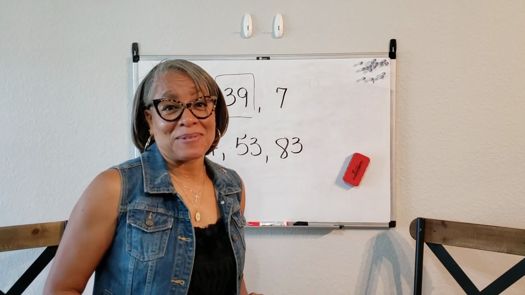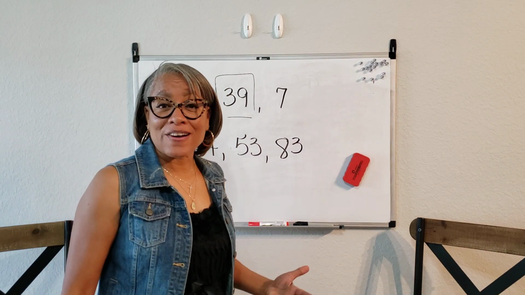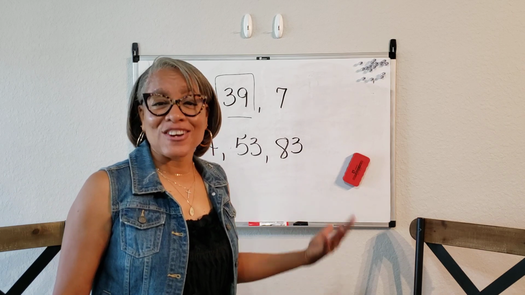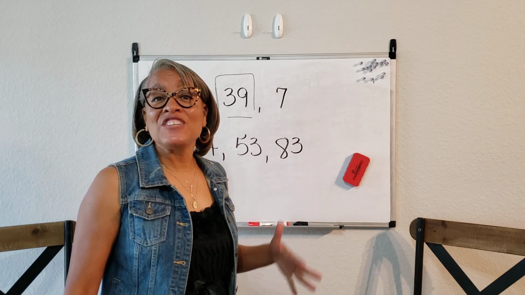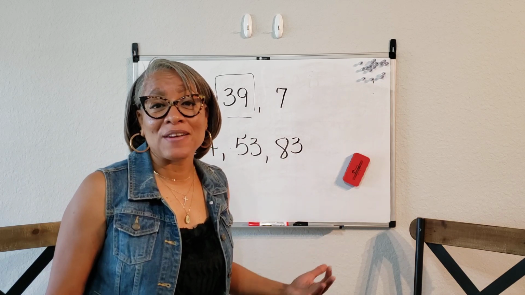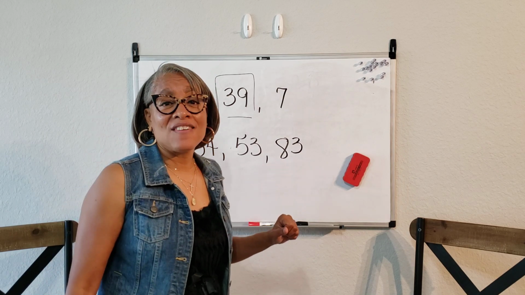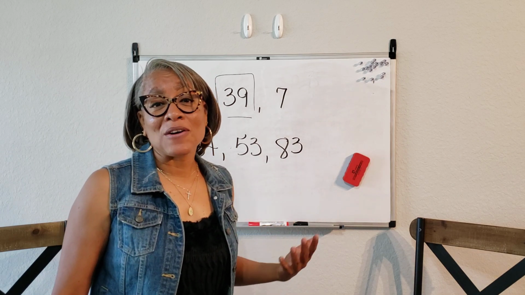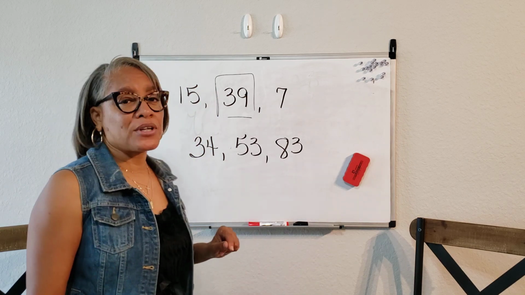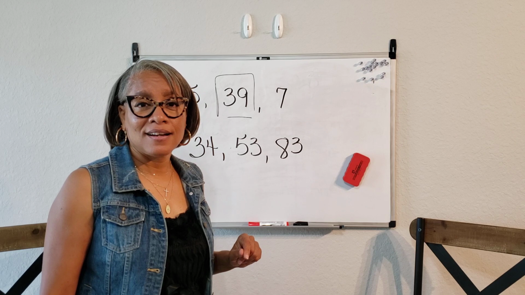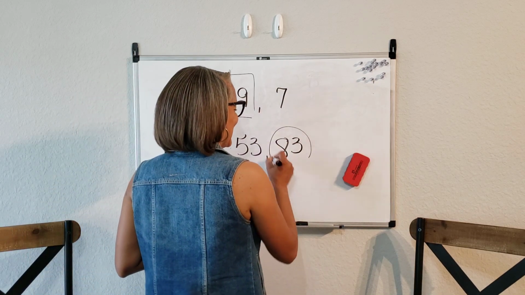Look at those numbers, okay? The first number is what? 34. It's a member of the 30 family. Good. Then we have 53, and that's a member of what family? The 50 family. Good. And now we have 83, which is a member of what family? The 80 family. Very good. Which number is greater? Good job. It's 83. Very good.